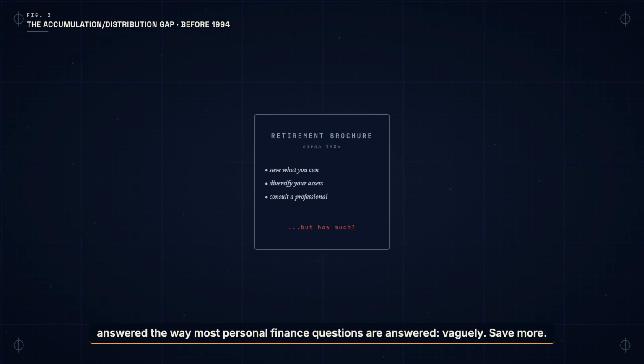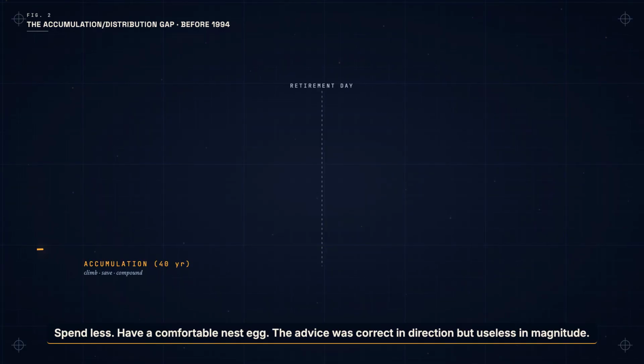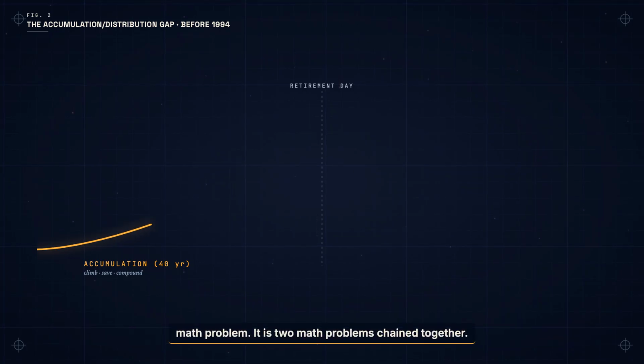Before 1994, the question of how much money you need to retire was answered the way most personal finance questions are answered, vaguely: save more, spend less, have a comfortable nest egg. The advice was correct in direction but useless in magnitude. There was no number. The structural reason the question had no answer was that retirement is not one math problem. It is two math problems chained together.